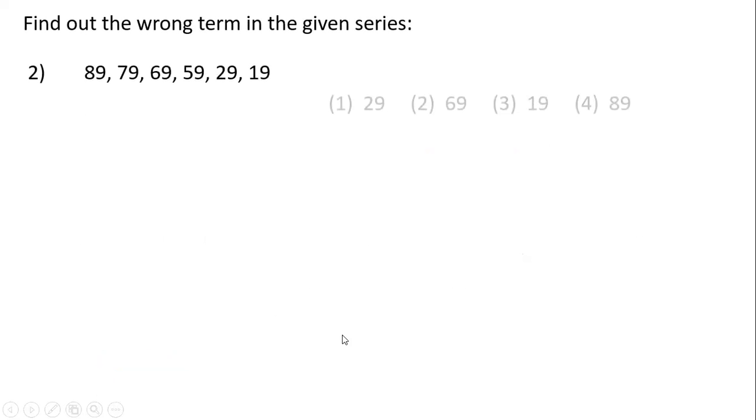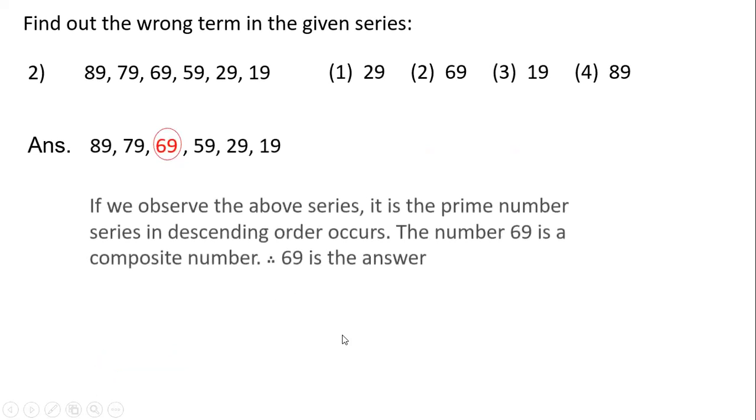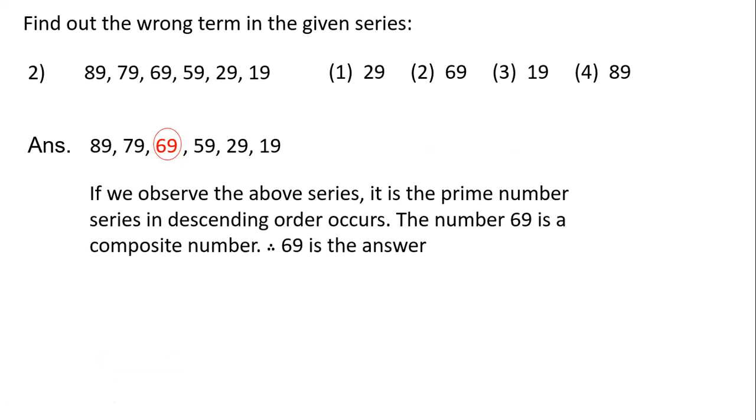In question number 2, if we observe the series, it is a prime number series in decreasing order, in descending order. That is 89, 79, and before 79, the 69 is a composite number. So, it is a wrong term. All others are prime numbers. Right? So, our wrong term is 69, which comes on option number 2.